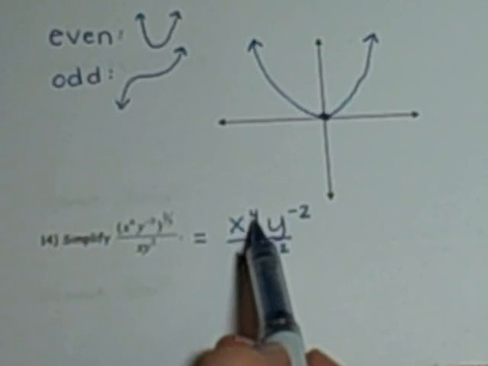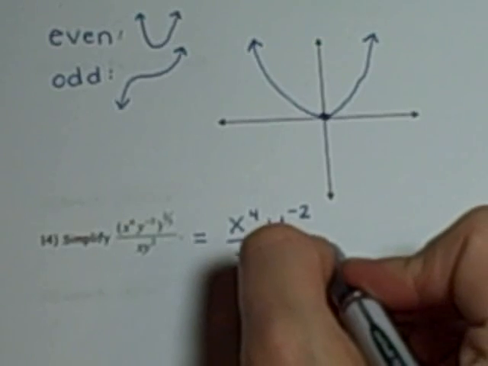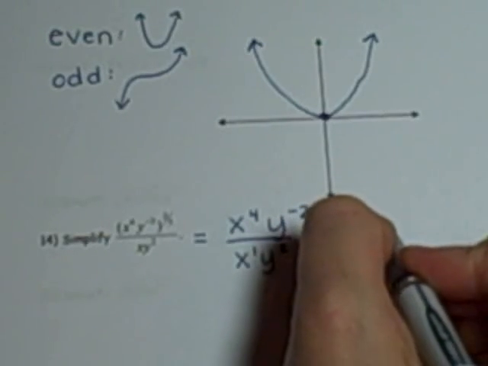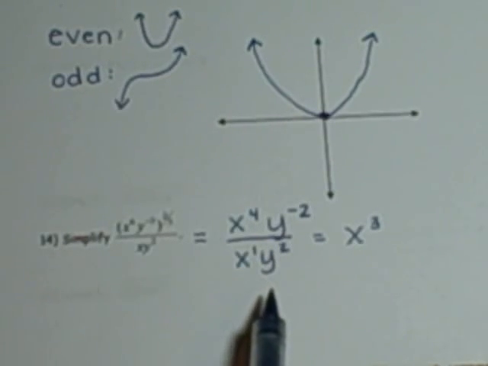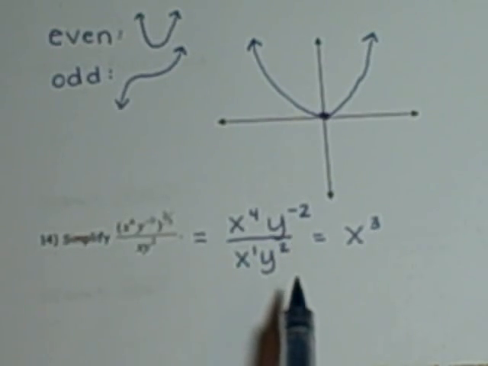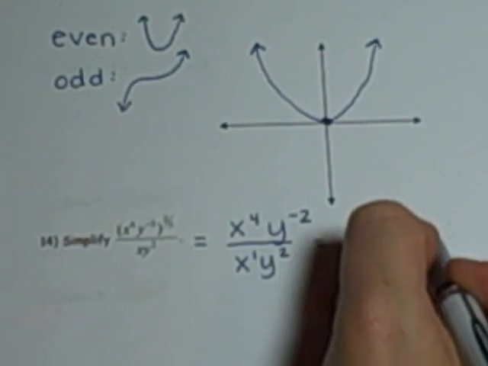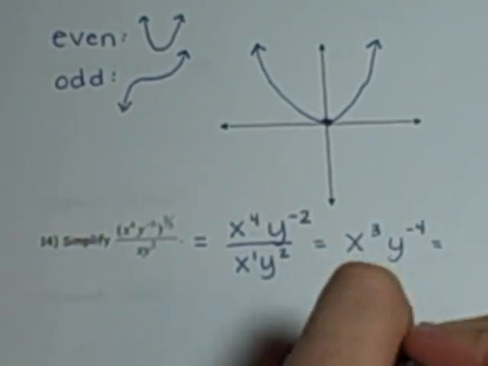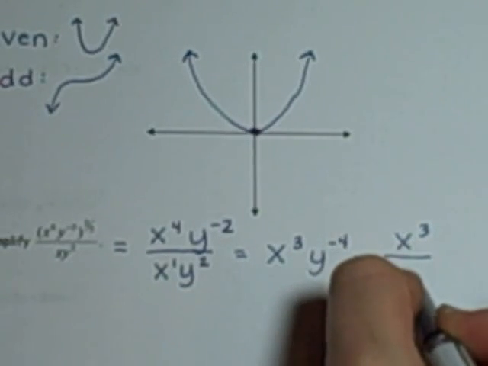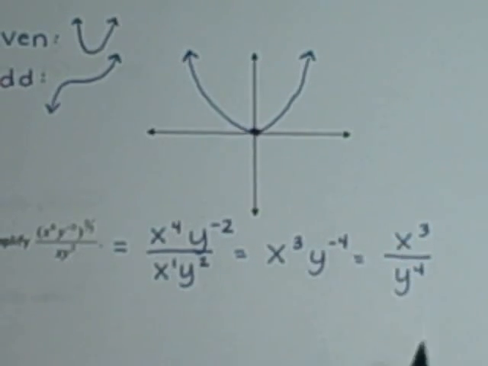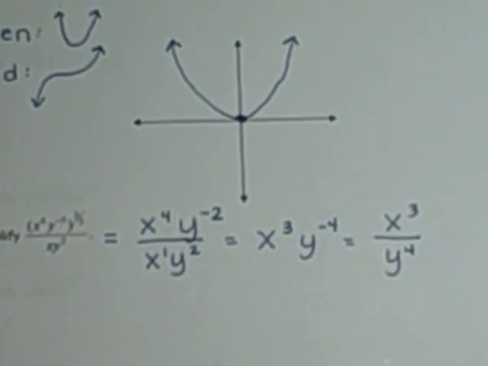Okay, so now let's remember that when I'm dividing, I'm going to subtract. So 4 minus 1 is 3. This would become x to the 3rd. And here I'll do negative 2 minus 2. Again, be careful with that one because lots of people will think that that just cancels out, but it doesn't. Negative 2 minus 2 is actually negative 4. And that means when I write my final answer, I'm going to want that y to be on the bottom. So I would write x to the 3rd over y to the 4th. And again, I'm making that positive once I put it on the bottom. And that's it for that one. So really not as scary as it looks.